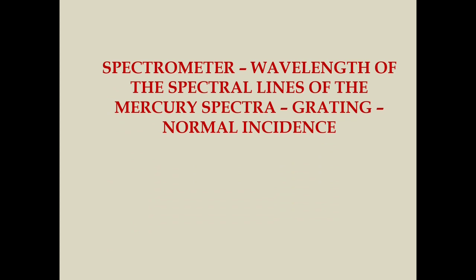In this video, let us learn to calculate the wavelength of the spectral lines of the mercury spectra by the normal incidence method using a spectrometer and grating. First, let us get some basics of the spectrometer. We all know the least count of the spectrometer is 1 minute.